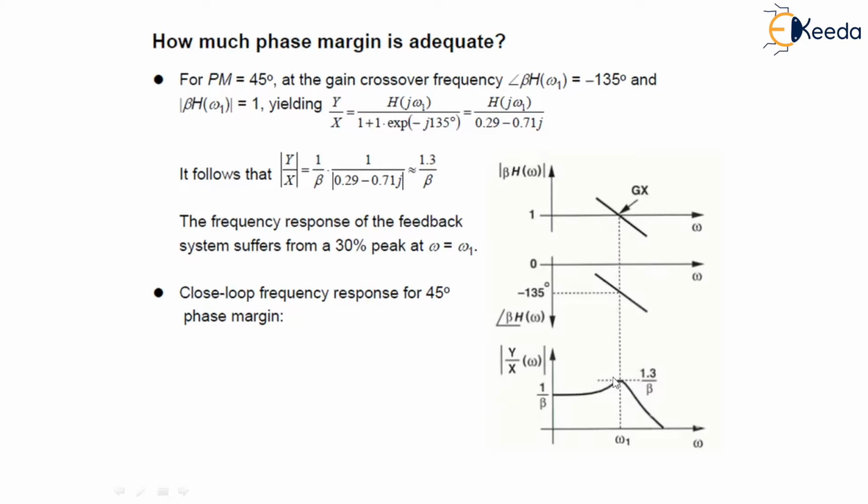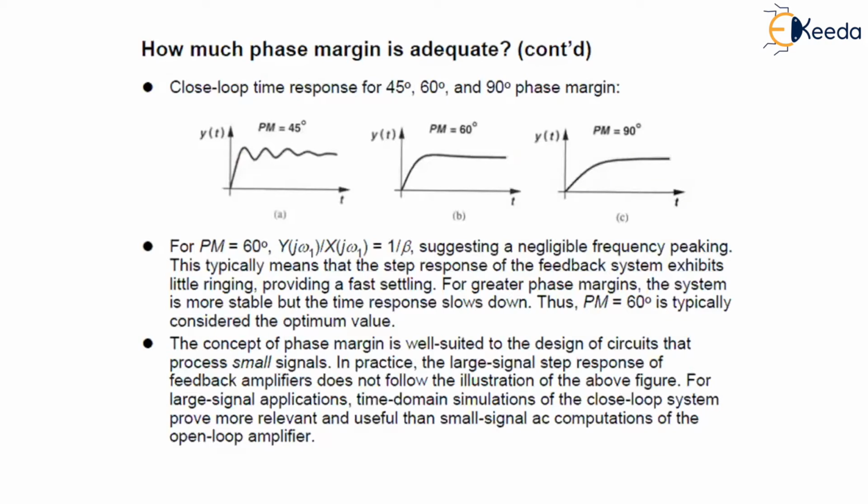So there is a slight peak in the frequency response of this system, having a peak of 1.3 upon beta. Okay, so there is a little ringing. Now we have observed the closed loop time response for 45 degree, 60 degree and 90 degree phase margin.